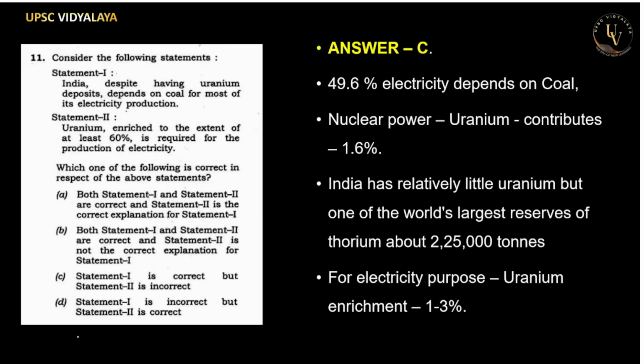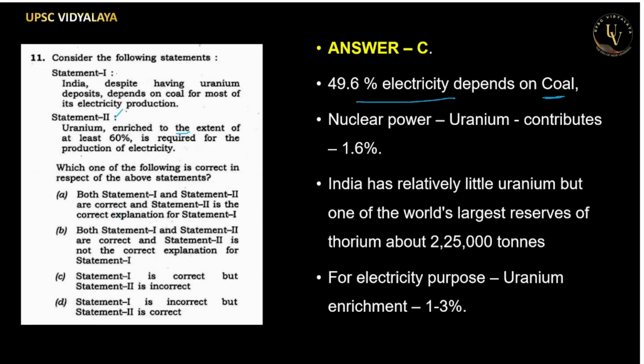Consider the following statements. Statement number 1. India, despite having uranium deposits, depends on coal for most of its electricity production. क्यों depend करते हैं coal के ऊपर? क्योंकि the availability of uranium in India is very little. That is the reason we are depending on coal. Okay. So next, according to the data, 49.6% of electricity depends on coal in India. Okay. Statement number 2 देखेंगे.